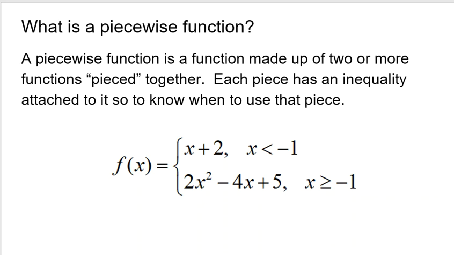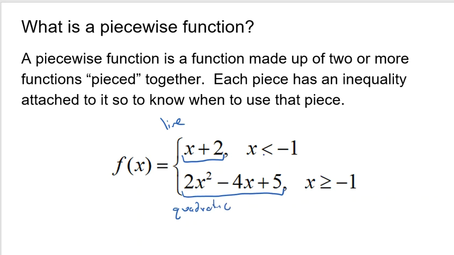So here's an example of a piecewise function. We usually see the f of x written, it's pretty standard. And then what we see is this curly bracket here, and inside that curly bracket are the different pieces. So this function has two pieces, x plus 2 and 2x squared minus 4x plus 5. So it's got a linear line and it's got a quadratic, which would be a parabola.